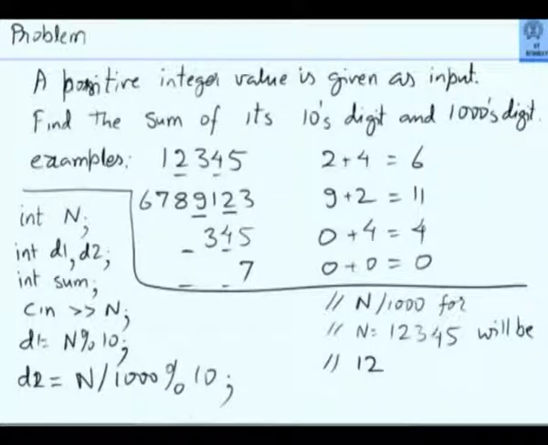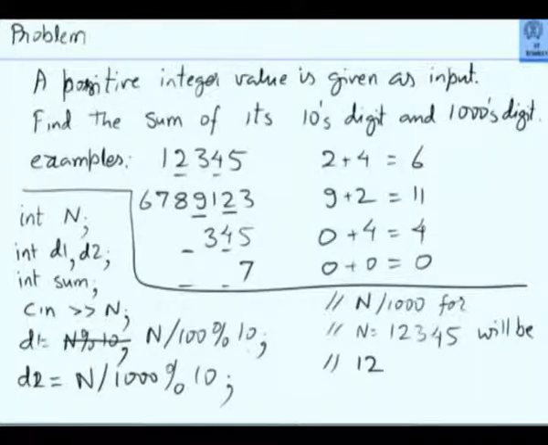N modulo, so it should be what? So this is not correct. It should be n divided by 100. Because you see, I am not getting the units digit, I want the tens digit. Same logic will apply.